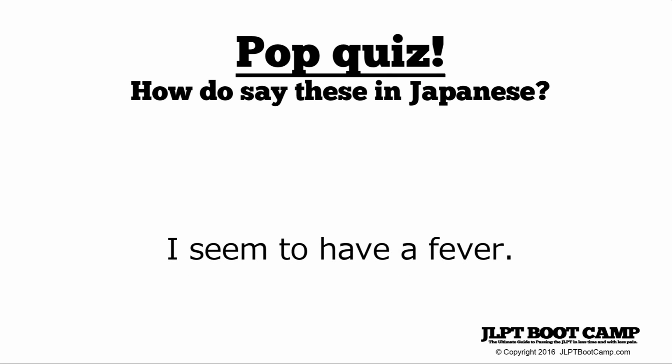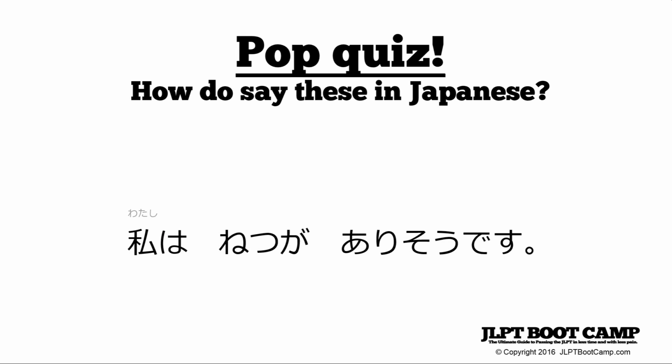And next one, I seem to have a fever. In Japanese, that would be watashi wa netsu ga arisou desu. So watashi is I, wa is the topic marking particle. Netsu is fever or heat, and then ga marks the subject. Ari is the verb stem of aru, to exist, for inanimate objects. And then sou desu is seems like. So it seems like it exists, this fever.